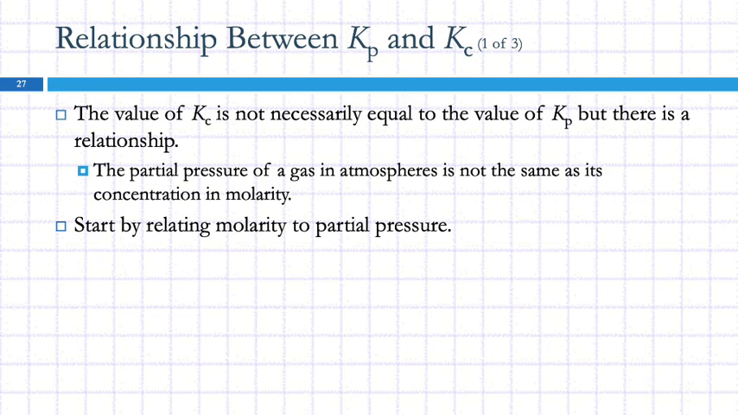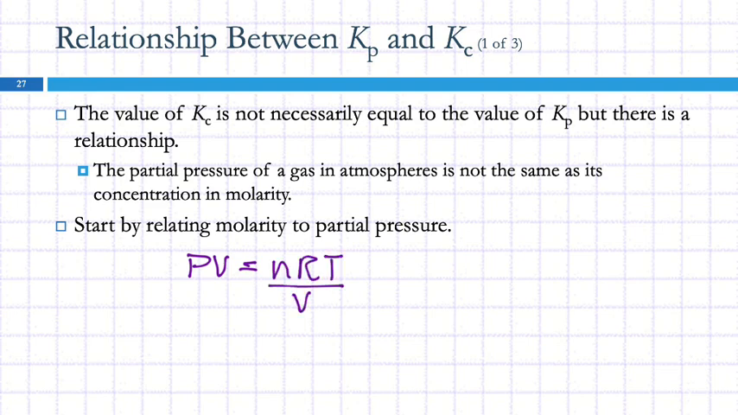So the value of the equilibrium constant in terms of concentration is not necessarily the same number as the value of the equilibrium constant in terms of pressure, but there is a relationship between them. So the partial pressure of a gas in atmospheres is not the same as the concentration of molarity. So let's look at that relationship. I already did this, but I'll do it again. So we have the ideal gas law.